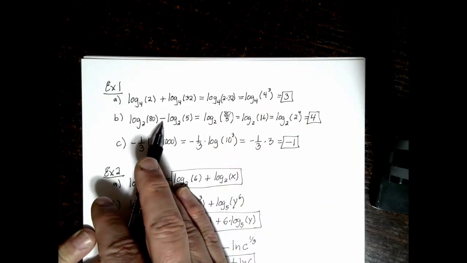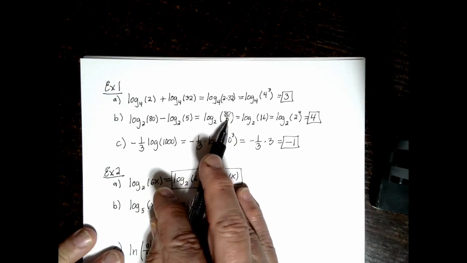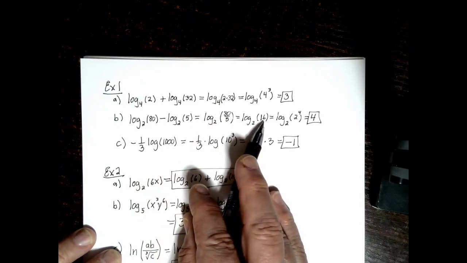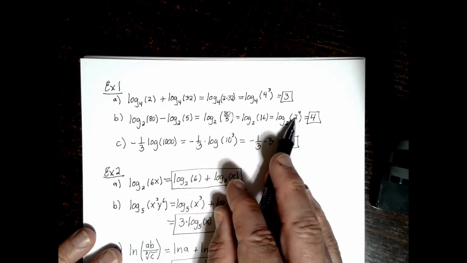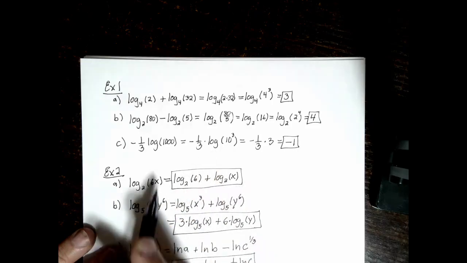Now here you've got subtraction, so you're going to write it as division. And 80 divided by 5 is 16. And you want to write that 16 in terms of your base, 2. So we write it as 2 to the 4th, and now we know our answer is just 4.